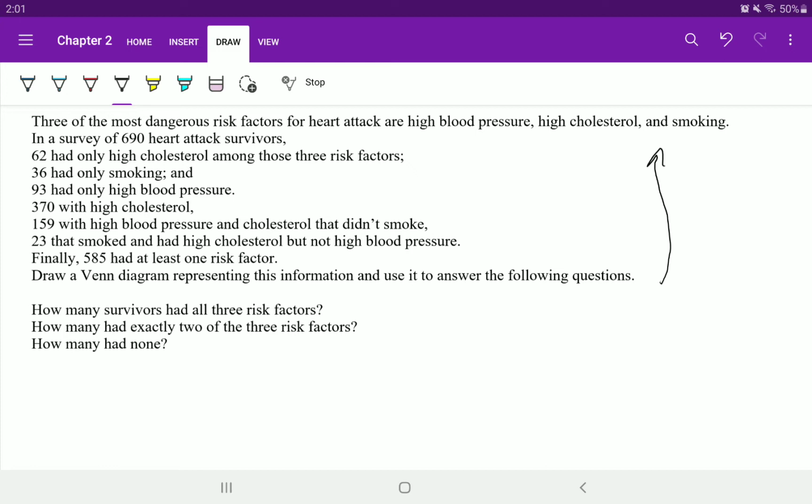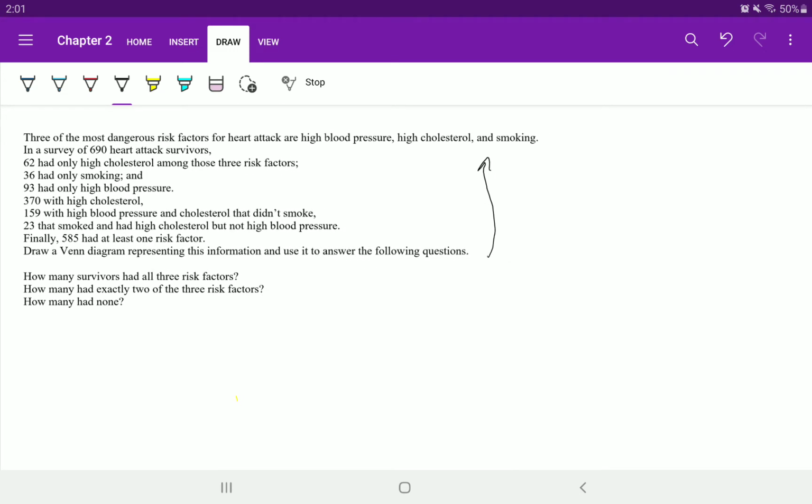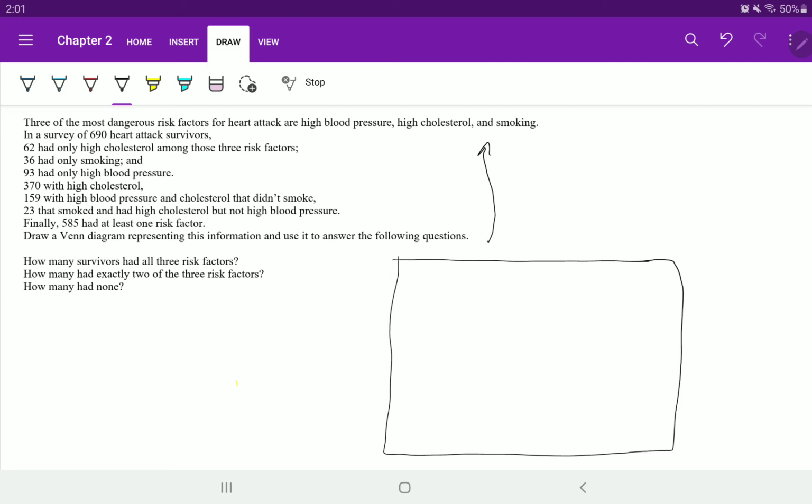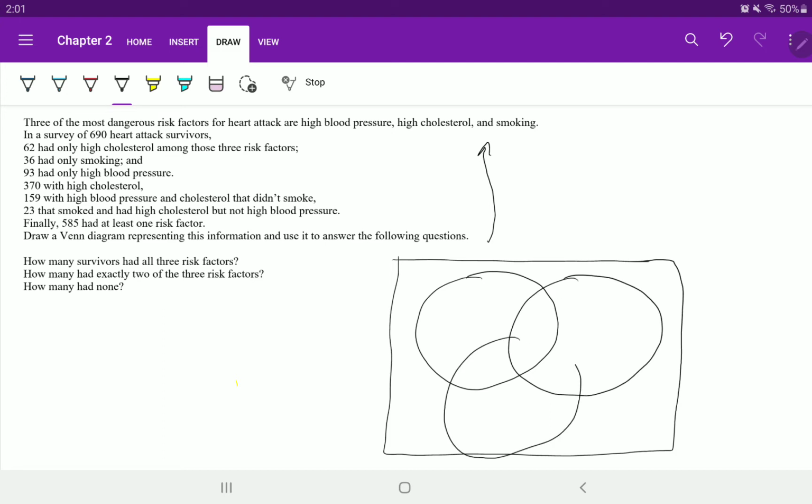Draw Venn diagrams to represent this information and use the answer in the following questions. How many survivors had all three risk factors? How many had exactly two of the three risk factors? How many had none of the risk factors? All right. In this case, we can see that we have three circles, because we have cholesterol, blood pressure, and smoking. Cholesterol, blood pressure, smoking. Let's label those.